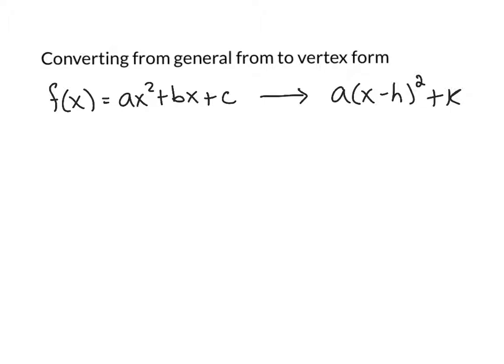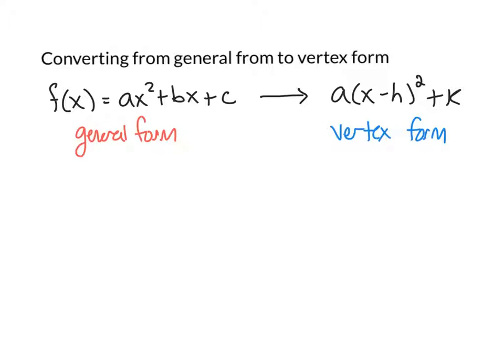So what we have on the left, and we've seen in previous videos, is called our general form, and this over here is called our vertex form. Alright, so we have a couple different letters. In the general form we have the letters a, b, and c, and in vertex form we have the letters a, h, and k.